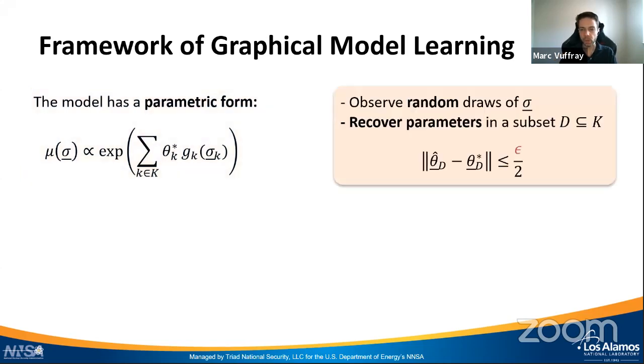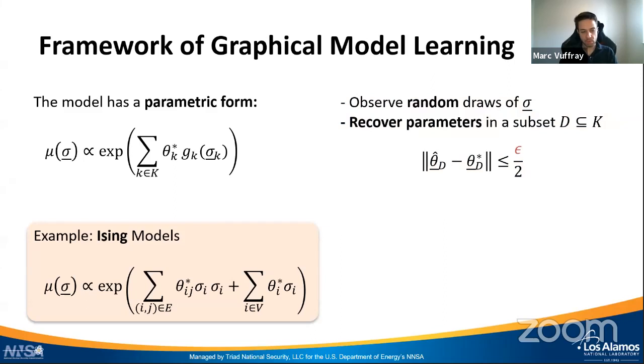What you would observe are random draws that are IID from this distribution. So here everything is observable. There is no hidden layer whatsoever. So you believe that all the variables are observable. And your goal is to recover the parameters or a subset of these parameters up to a certain accuracy. So you'd like to estimate those parameters with an estimate theta hat, and you want this theta hat to be close to theta star in some norm.